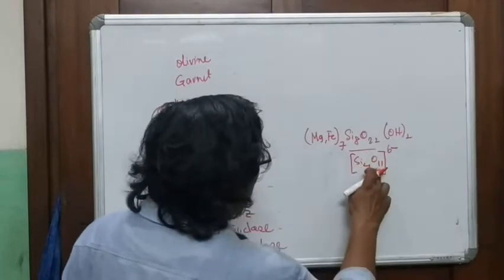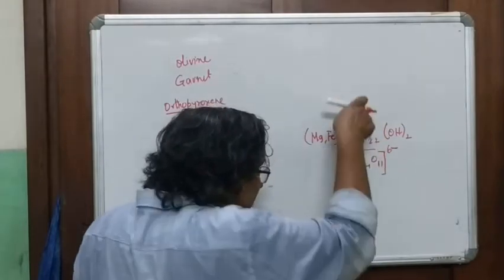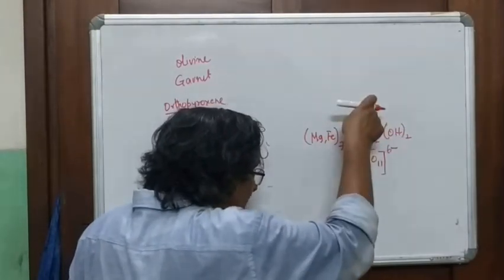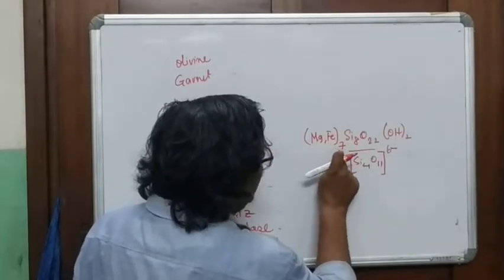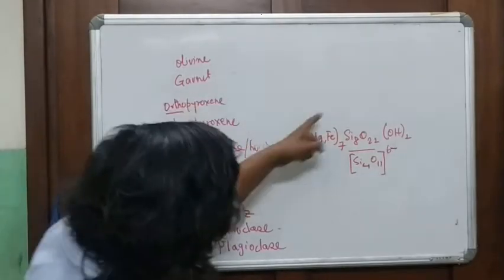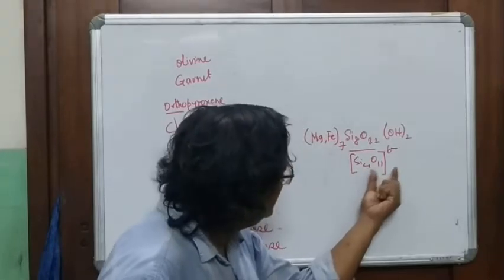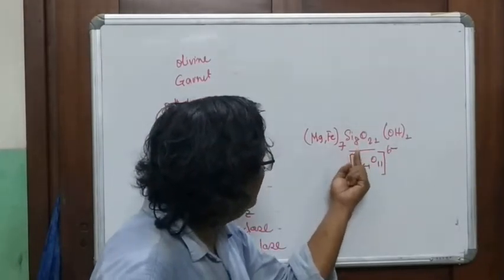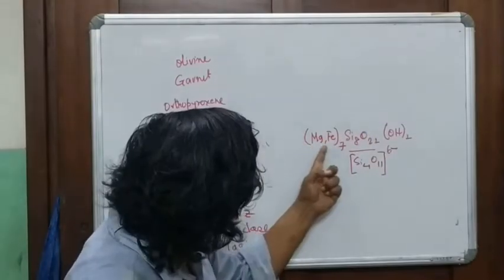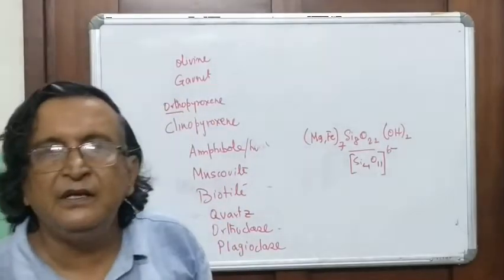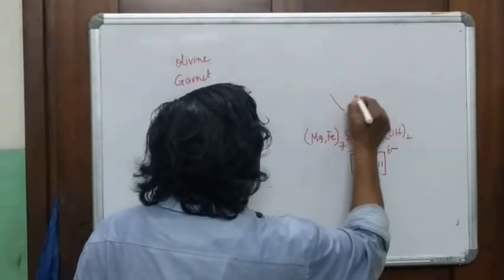Si4O11 is 6 minus, but it's written on the double formula basis. So this should be 12 minus plus 2 minus, that's 14 minus, balanced by magnesium and iron, 7 into 2 is 14 plus. So that's how the formula is. The basic structural formula is Si4O11 with 6 negative charges. For the double formula, you have 12 negative charges plus OH 2, 14 negative charges, balanced by magnesium and iron, 7 into 2, 14 positive charges. So it's electrically neutral.